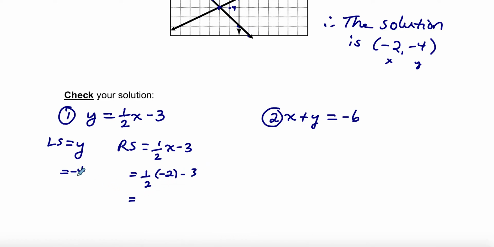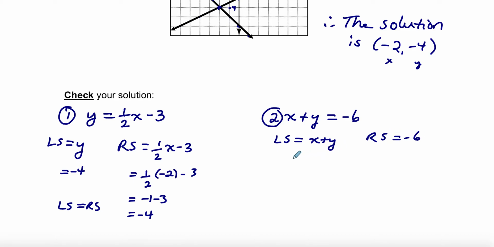So the left side is just -4. The right side is going to be -2 over 2. That's -1. Minus 3, and that's -4. So look at that. The left side's -4, and the right side's -4. So the left side equals the right side. So what we've just shown is that this point is actually on this line. We have to do that again, though. We're going to break up the equation into the left side of the equal sign, x plus y, and the right side is just -6.